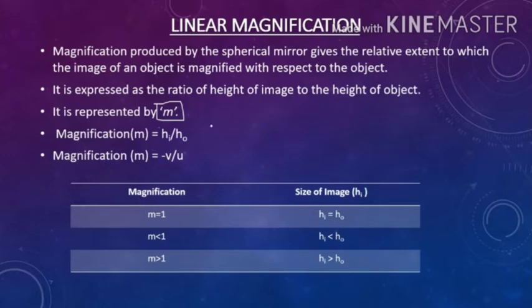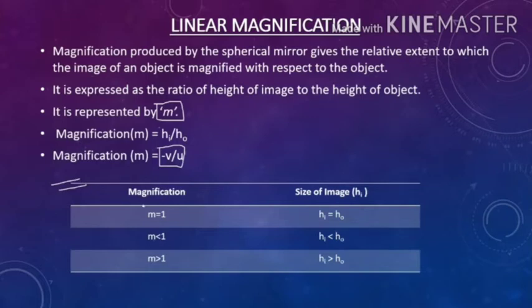Now in this magnification we can substitute hi and ho with minus v and u. It means magnification can be the negative of the image distance divided by the object distance, that is, m equals minus v by u. So this is the rule of magnification.